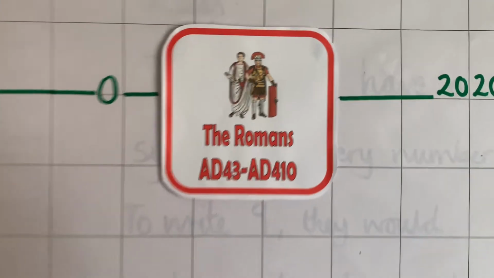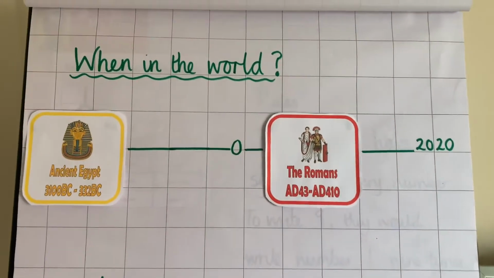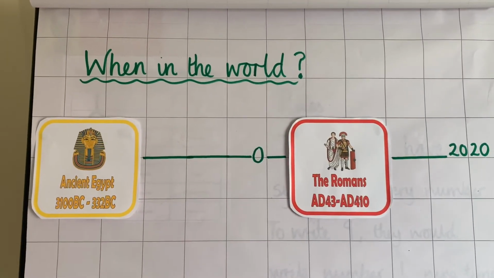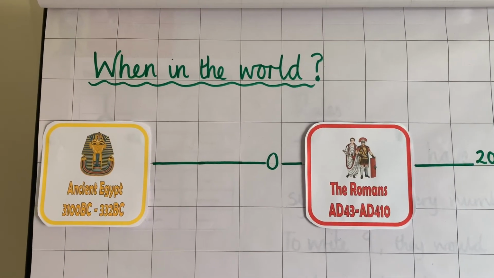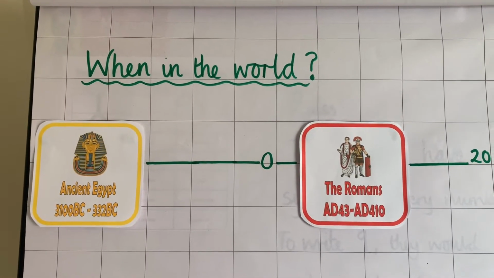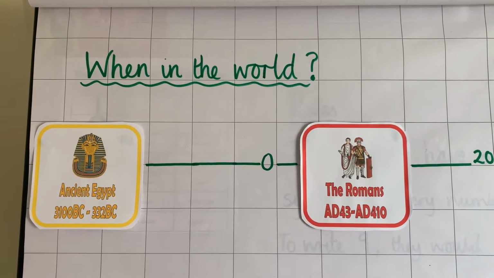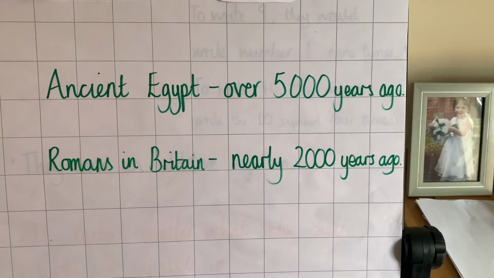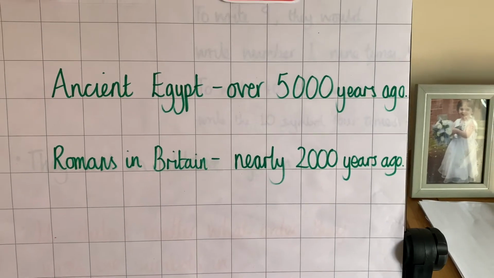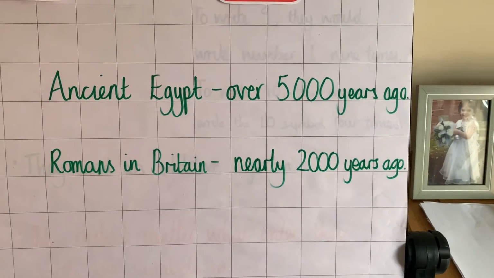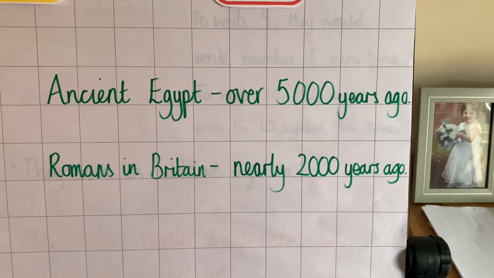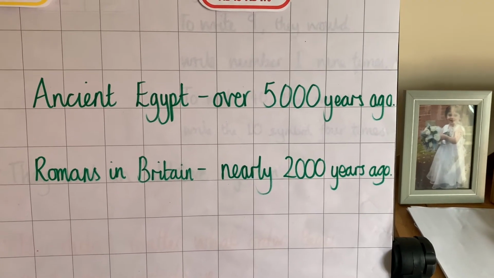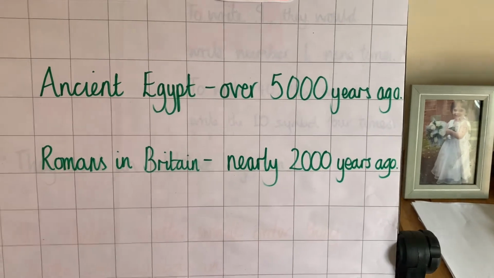Now, the key question we need to ask is, can you remember what BC and AD actually mean? That's right. BC means before Christ and AD means Anno Domini, which is in the year of our Lord. The two numeral systems we're going to be looking at are over 5,000 years old and nearly 2,000 years old. So we're going to be looking at these two systems, seeing how they're similar and how they are still used.